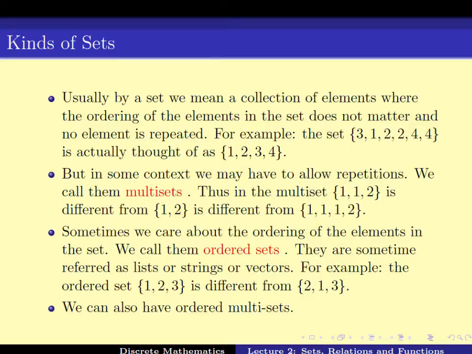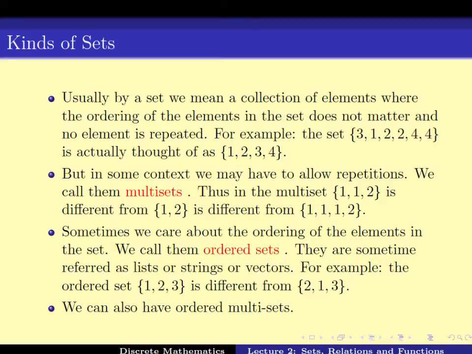The third kind of set is what we call an ordered set. So these are the sets where the ordering matters. That means that if I tell you the set comprises 1, 2 and 3, this is different from if I tell you that the set comprises 3, 2 and 1, or 3, 1 and 2. Because the ordering of the elements in this set matters. When we consider ordered sets, sometimes people use other names in different contexts. Sometimes it is called a list, meaning a list of elements where the ordering does matter. Similarly, we sometimes call it a string or a vector.